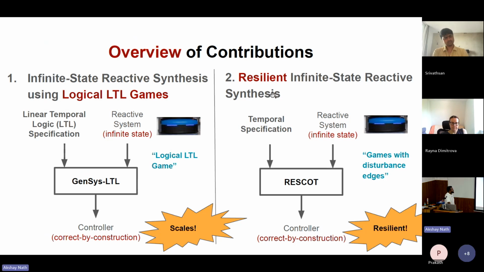In the second part, we looked at the notion of synthesizing resilient controllers for the infinite-state reactive systems problem. You have a reactive system and a temporal specification. It could be LTL, it could be parity, it could be anything. And here the key insight is that you have games with disturbance edges. These games could be logical LTL games. They could be any game in the literature. The notion of a game with disturbance edges is agnostic to the game underneath. And the tool synthesizes a correct controller, which is correct by construction, but also more resilient than existing controller techniques in the literature. And this brings me to the end of the talk, and thank you.